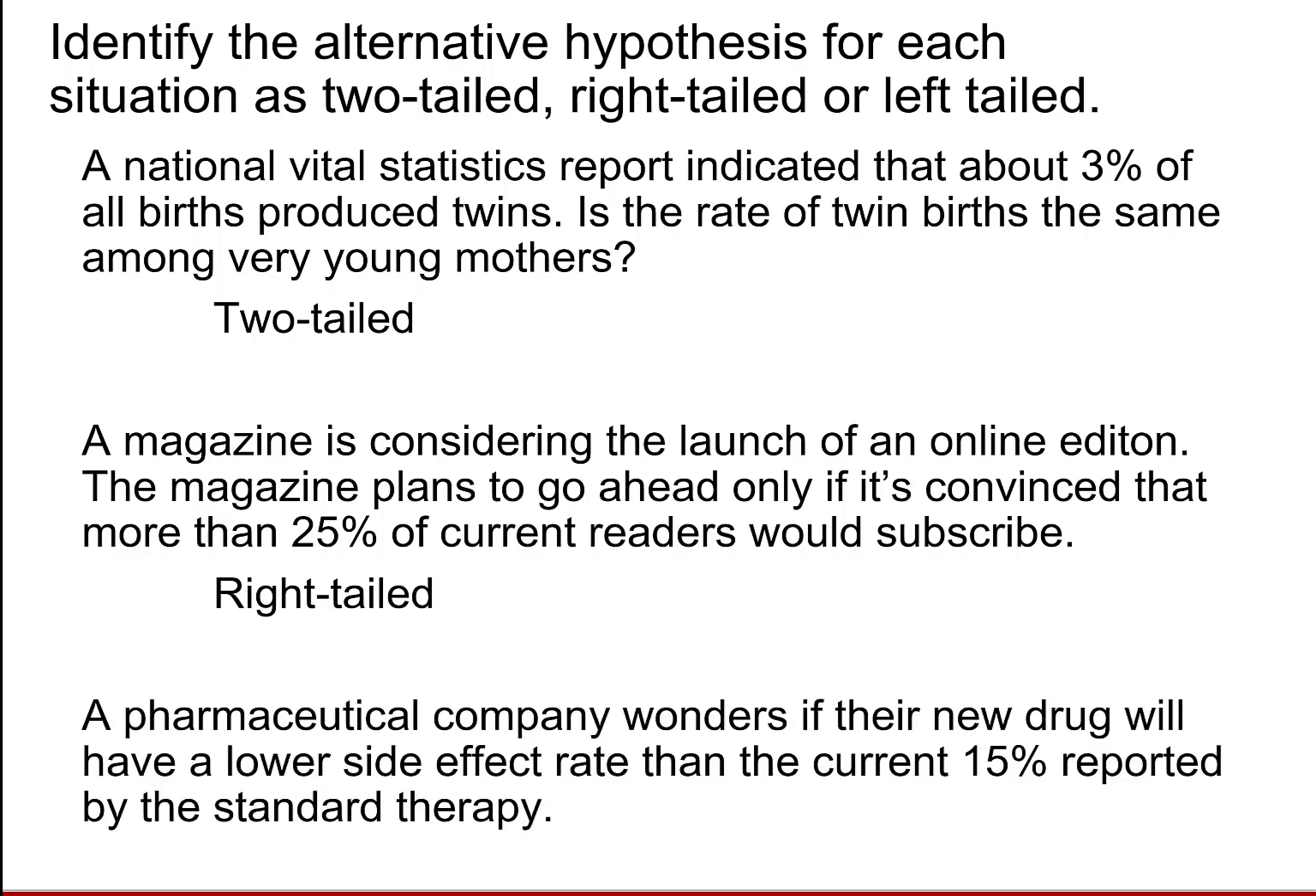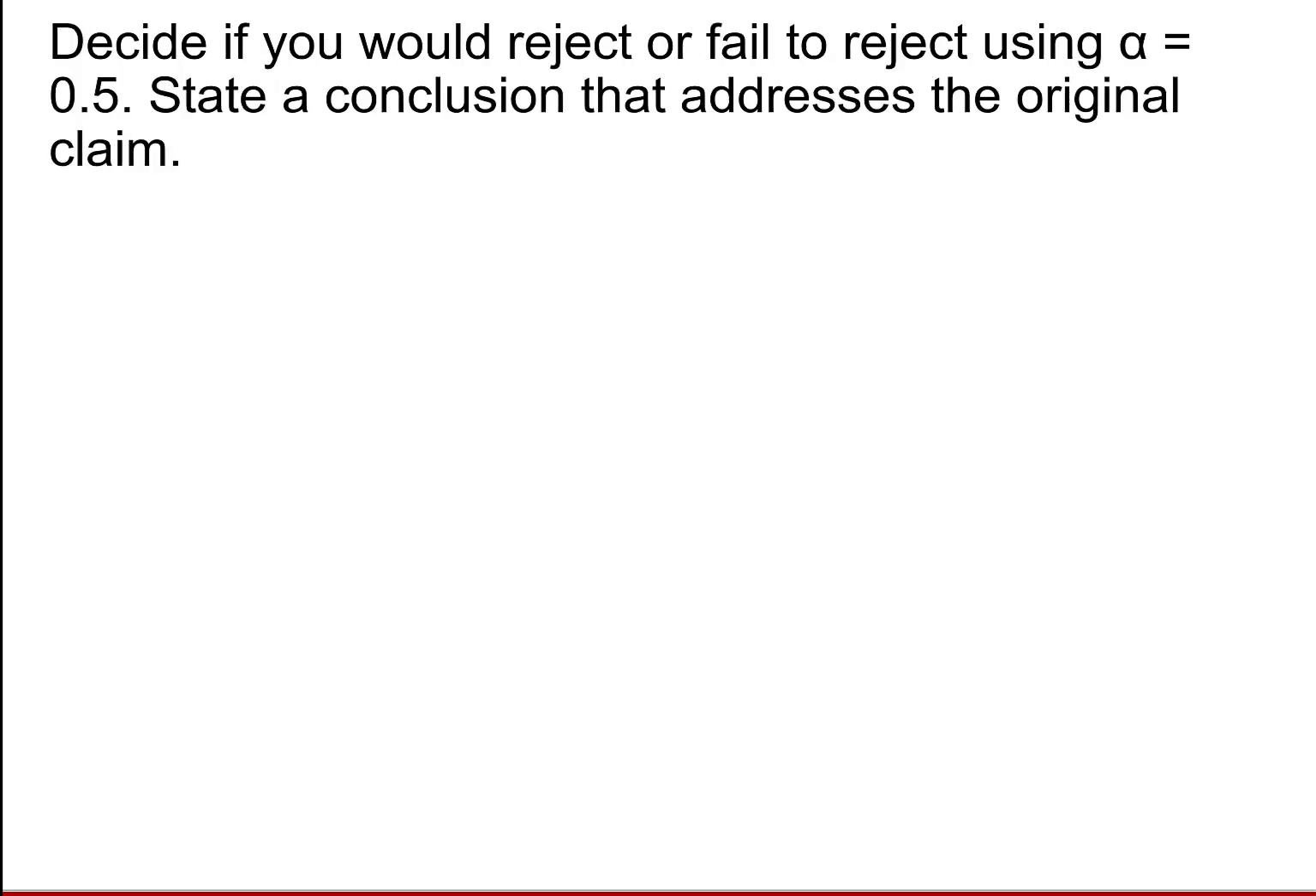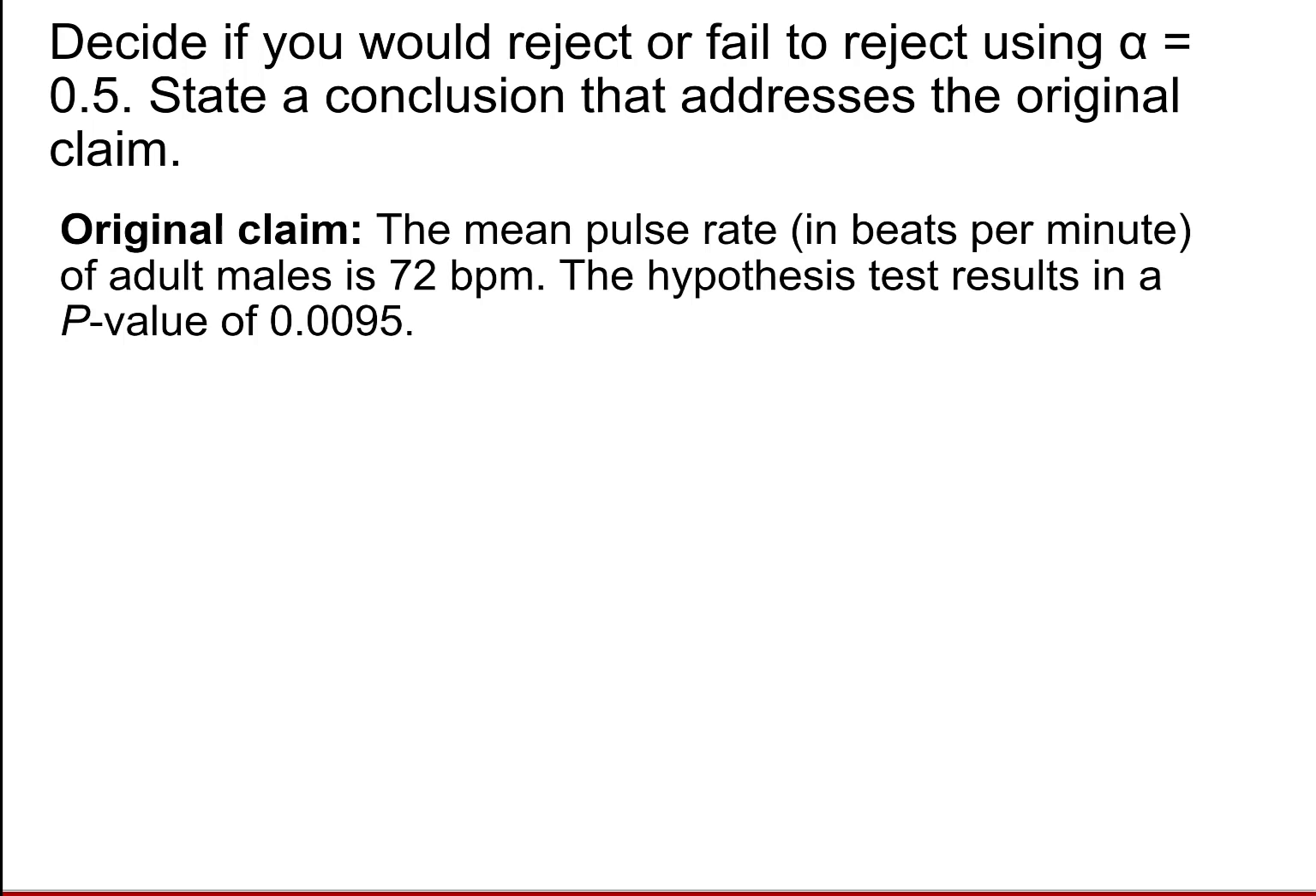A pharmaceutical company wonders if their new drug will have a lower side effect rate than the current 15% reported by the standard therapy. So the claim here is, is it less than 15%? Left-tailed. Decide if you would reject or fail to reject using alpha equal 0.05 and state a conclusion that addresses the original claim. The mean pulse rate in beats per minute of adult males is 72 beats per minute. The hypothesis test results in a p-value of 0.0095. So since 0.0095 is less than 0.05, we would reject.